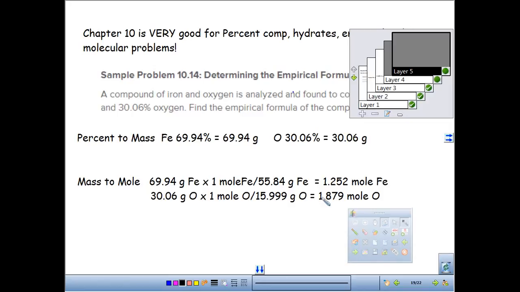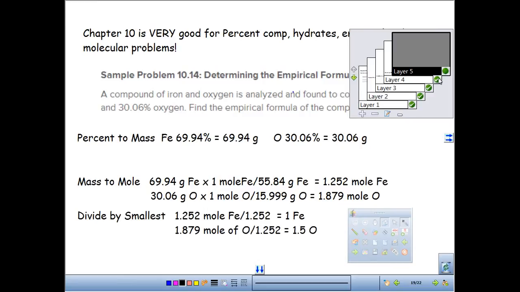Now, next part, divide by smallest. To divide by smallest, I just take whichever moles. There's 1.252 moles of iron, 1.879 moles of oxygen. The 1.252 is smaller. I just divide by that number for both of them.